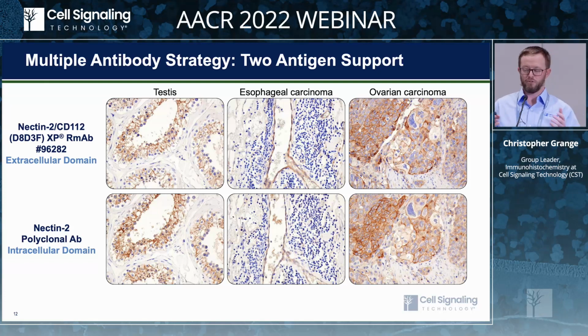And I'll note here that the second antibody you use, it doesn't have to be perfect. It can be a poorly performing antibody, but as long as it detects the target of interest, even if there's nonspecific staining, you can always compare the staining where they overlap to help validate your more impressive IHC antibody.